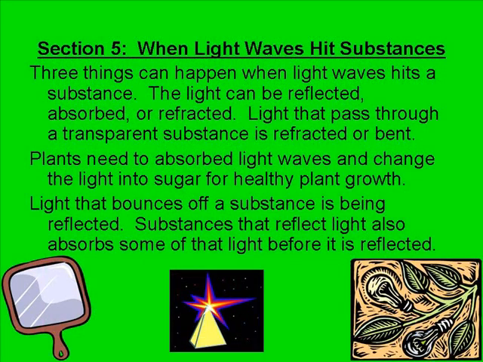The important facts from Section 5, when light hits a substance, are that three things can happen when light waves hit a substance. The light waves can be reflected, absorbed, or refracted. Light that passes through a transparent substance is refracted or bent. Plants need to absorb and reflect light waves in order to have healthy plant growth. In other words, plants need to absorb light waves and change the light into sugar for healthy plant growth. Light that bounces off a substance is being reflected. Substances that reflect light also absorb some of that light before it gets reflected.